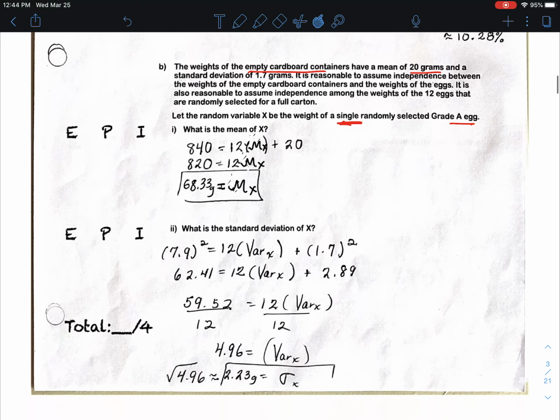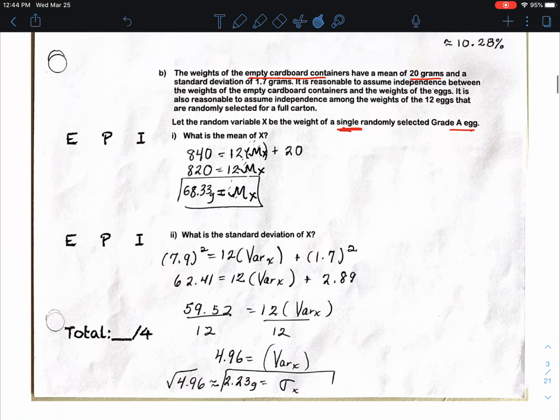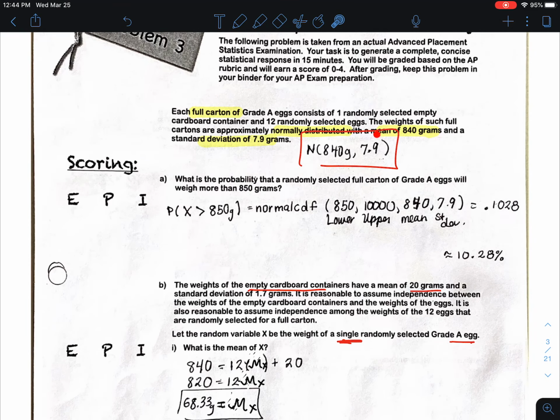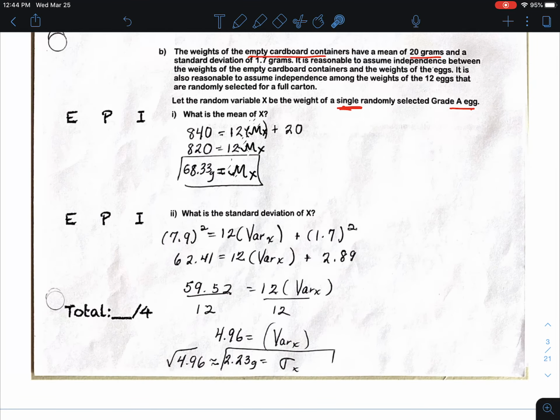You have to be a little bit more careful when you're calculating the variance. It wants to know the standard deviation of an individual egg, because when you're combining standard deviations, you really have to combine variances. Again, the left side represents the full carton. If you scroll back up to the top, you can see the standard deviation of a full carton of 12 eggs is 7.9, but notice that I squared that, so this is representing the variance.